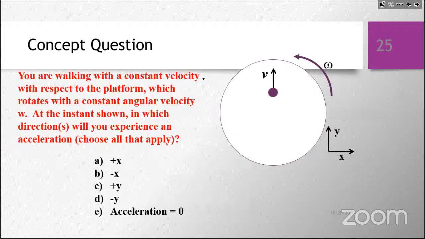All right. Let me ask you a question. You're walking with a constant velocity with respect to the platform, which rotates with a constant angular velocity omega. At the instant shown, in which direction will you experience an acceleration? Choose all that apply. Okay, so you're walking, you're the purple dot, right? You're walking straight ahead, walking in the positive J direction. There's a rotation that is counterclockwise. Which way will you experience the acceleration?